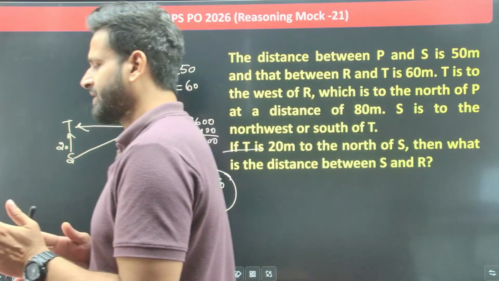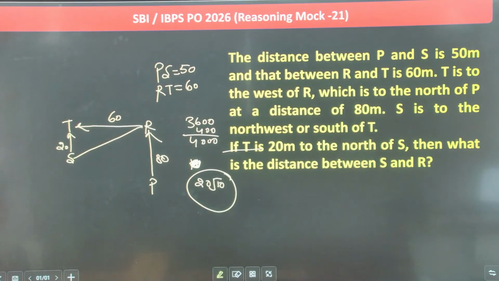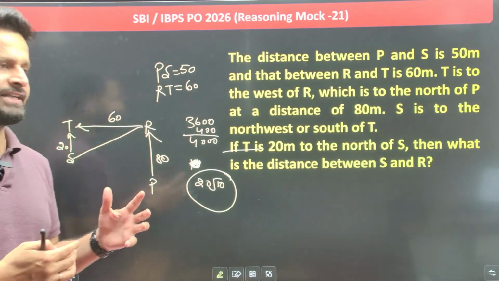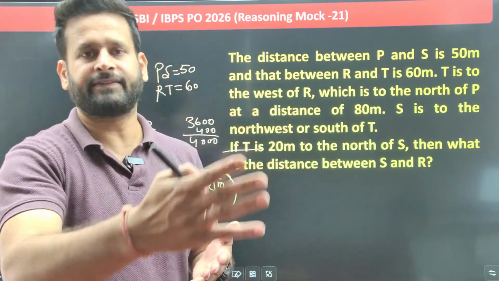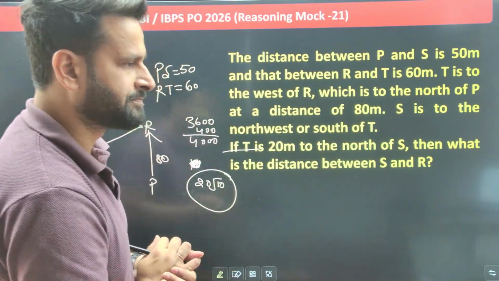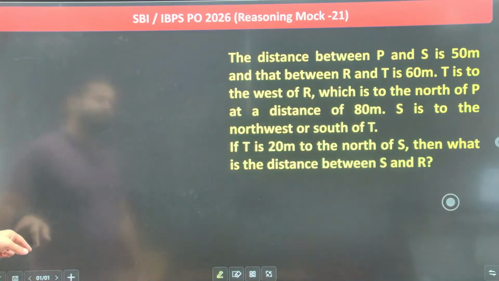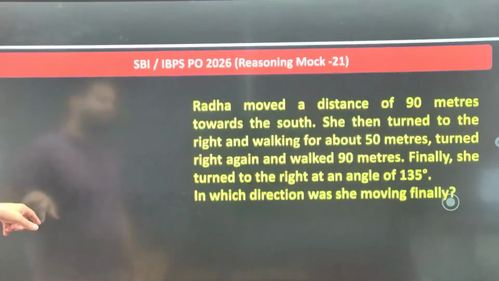Conditional question. In your examination, many times you will get such questions. These can be framed in any topic, blood relation, direction, for example, that if this is this, then what is the value of this, and so on, right? 20 under root 10 will be the answer.